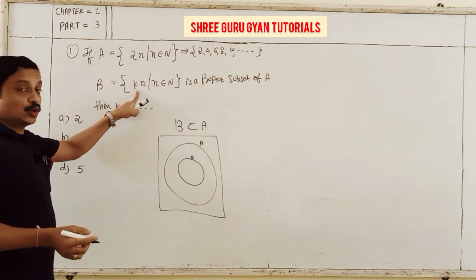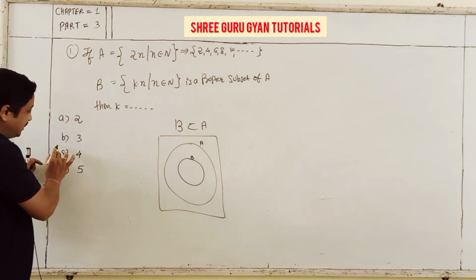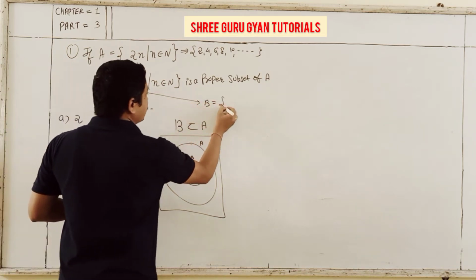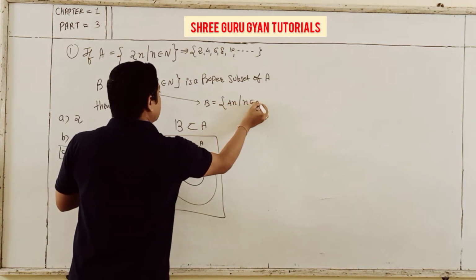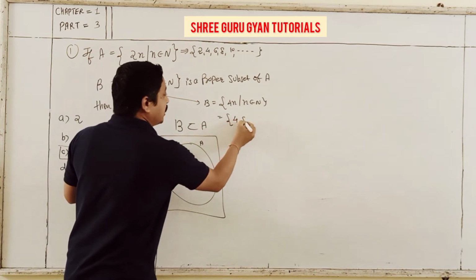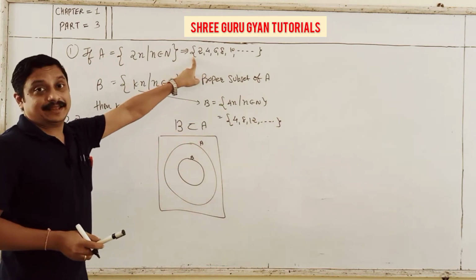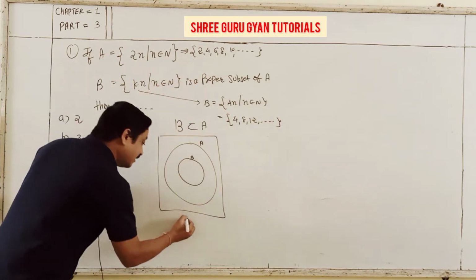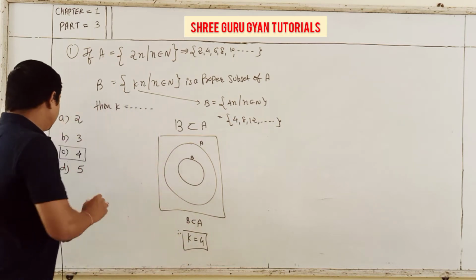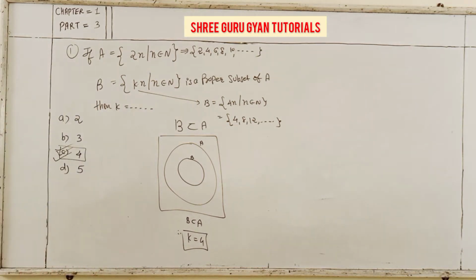But for B, I go according to my options. Option C is 4, because if you apply 4, you get B as 4n, n belongs to natural numbers. Just try multiples of 4. So 4, 8, 12. Definitely these are present in A. So you fulfill B subset of A only and only for k equal to 4. And this is your answer C, done. Write properly, and then we move ahead.